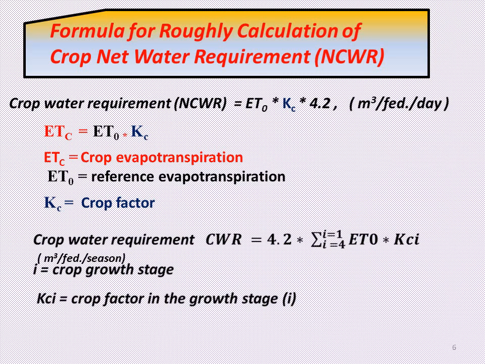This formula can be written as follows: crop water requirement equals 4.2 multiplied by the summation from i equals 1 to i equals 4 of ETo multiplied by Kci. Here we sum from i equals 1 to 4 because we have 4 growth stages. i is the crop growth stage, and Kci is the crop factor in growth stage i.